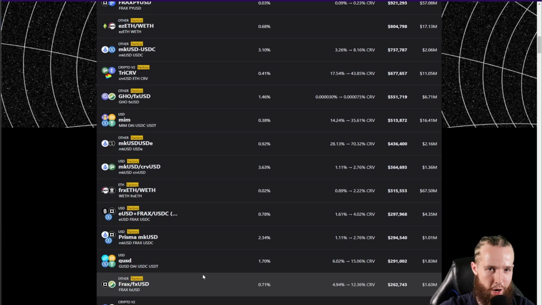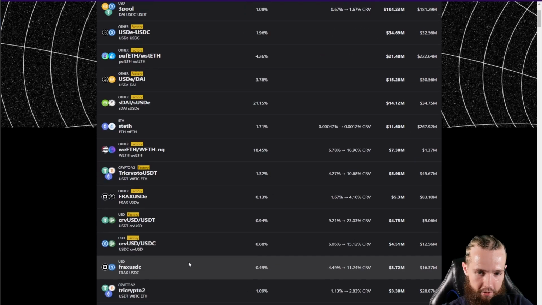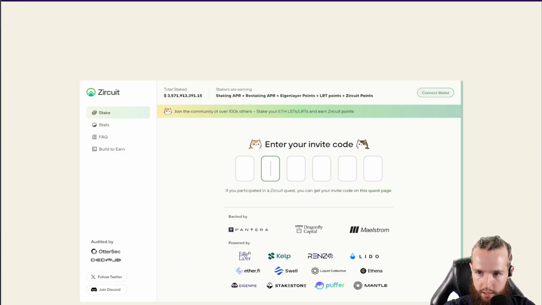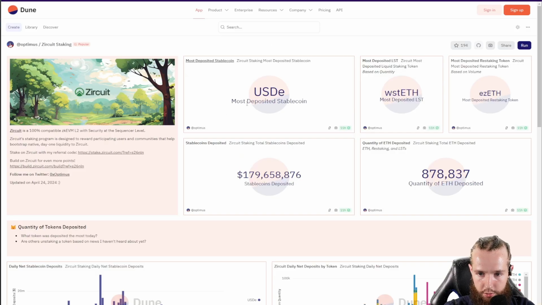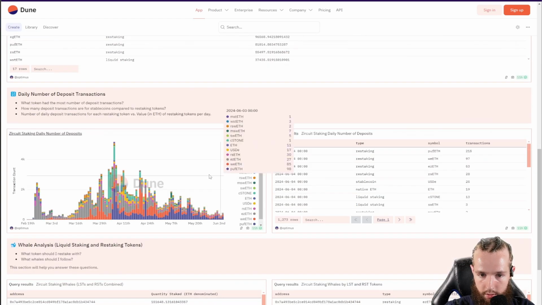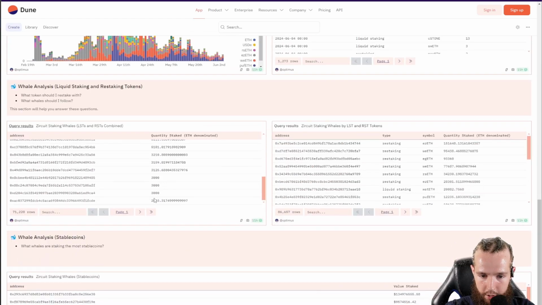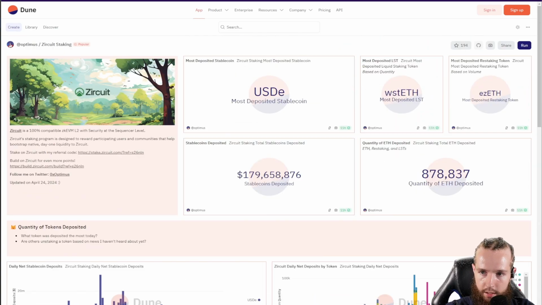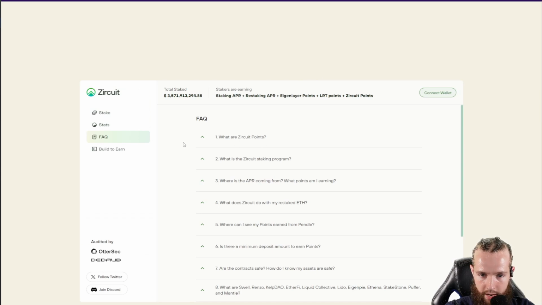For no matter how big of a whale you are, you could transact in these pools without affecting the price of the stablecoin there. Over here on Zirkit, you could see this is their Dune Analytics page. USDe holds the title for the most deposited stablecoin currently on the layer 2, with $180 million in stablecoins being deposited. So you can look here and find some more information on USDe, I'm sure, here on this Dune Analytics page.